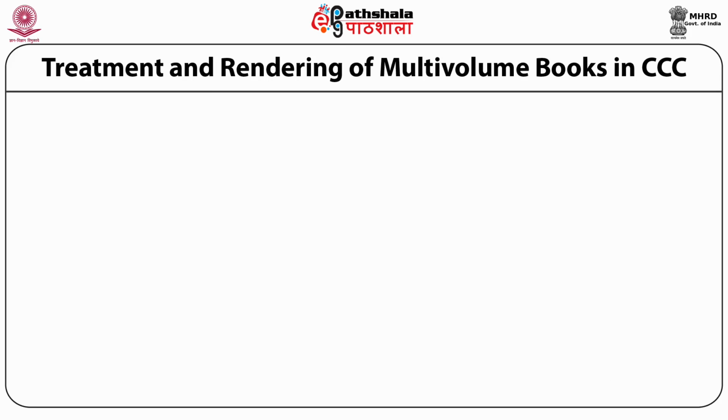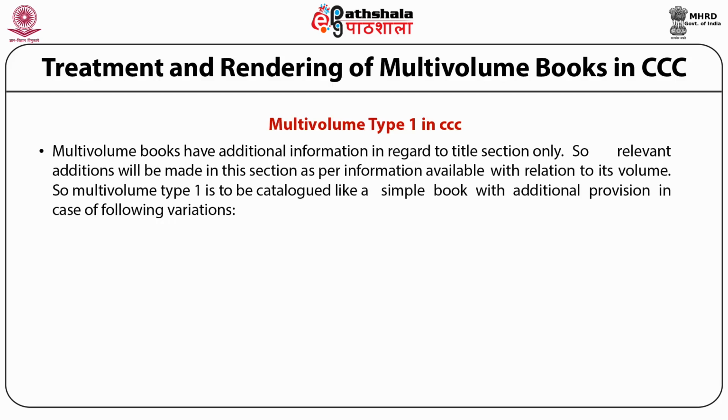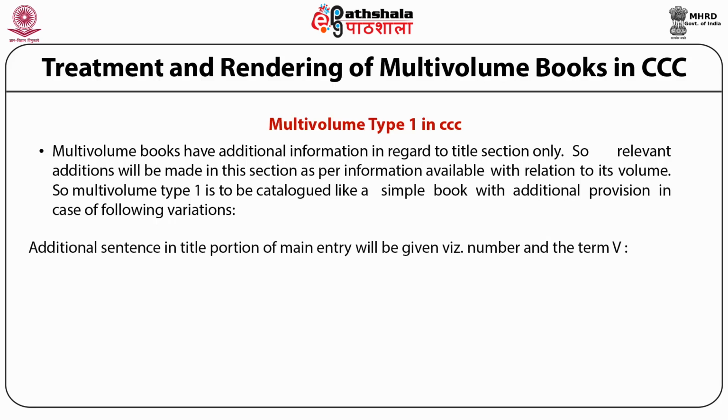Treatment and rendering of multi-volume books in CCC. Multi-volume Type 1 in CCC. Multi-volume books have additional information in regard to title section only. So relevant additions will be made in this section as per information available with relation to its volume. So multi-volume Type 1 is to be catalogued like a simple book with the additional provision in case of following variations. Additional sentence in title portion of main entry will be given, that is number and the term V.